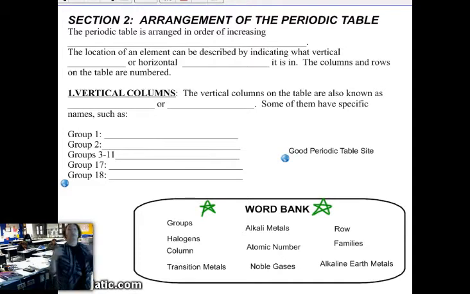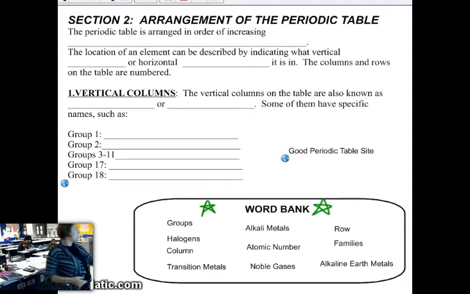If I asked you to tell me where an element was located, you could indicate what vertical up and down column it was in, or what horizontal row it was in. Vertical goes up and down, those are columns. Horizontal goes side to side, that's rows, like rows at a movie theater. Vertical columns are also known as groups or families. The first column is group 1, the second column group 2, and so on down the line. Some of those groups or columns have specific names, okay?